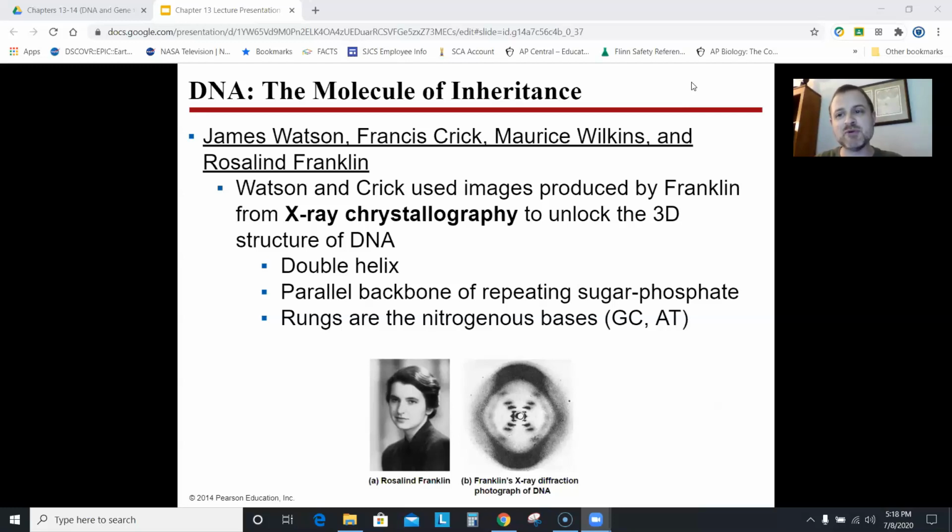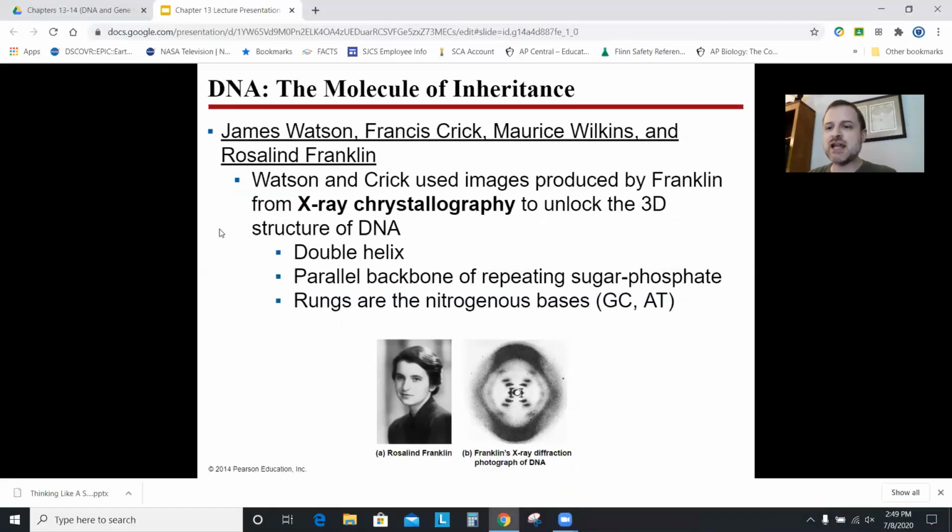She actually had been born into a very prominent Jewish family in London. They were involved in resettling some Jewish refugees during World War II, and actually took in 2 Jewish children into their own home, which is pretty cool. She had kind of made a name for herself in Paris doing this technique called X-ray crystallography.